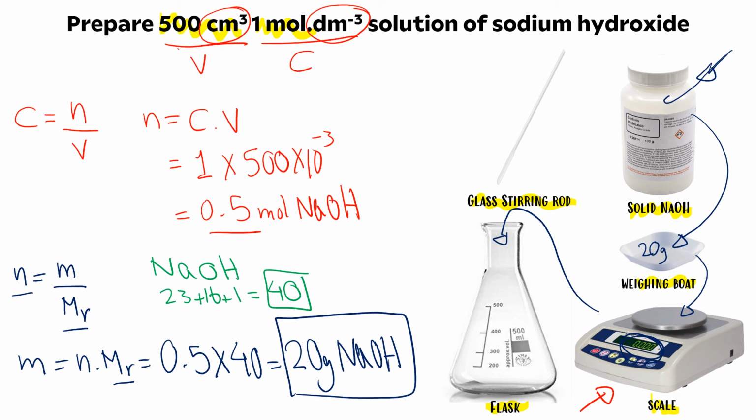Then we should have distilled water, and we'll fill it with distilled water up to the 500 mark. Then we can use the glass stirring rod to mix our solution components. And that's it.